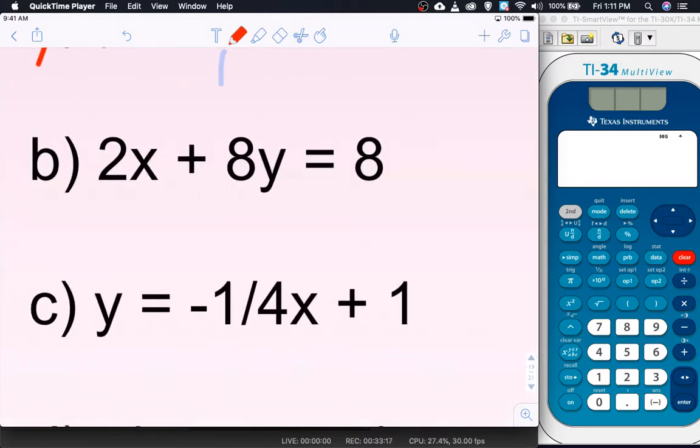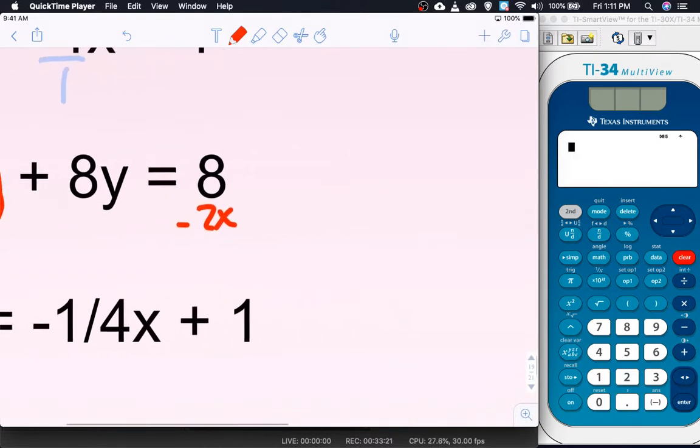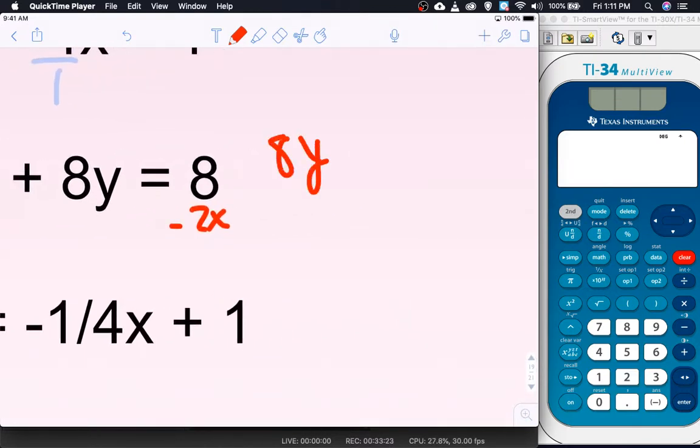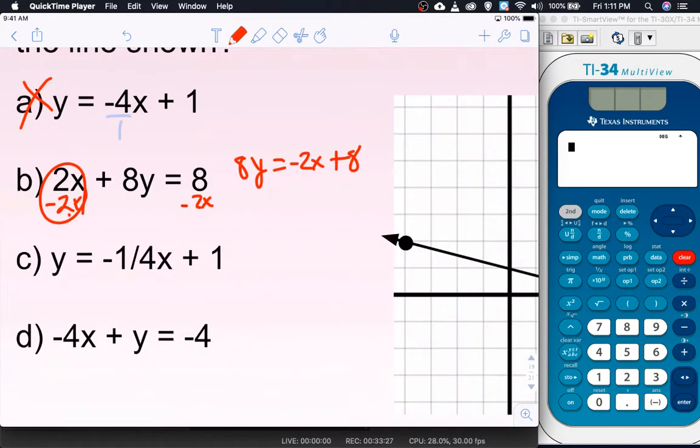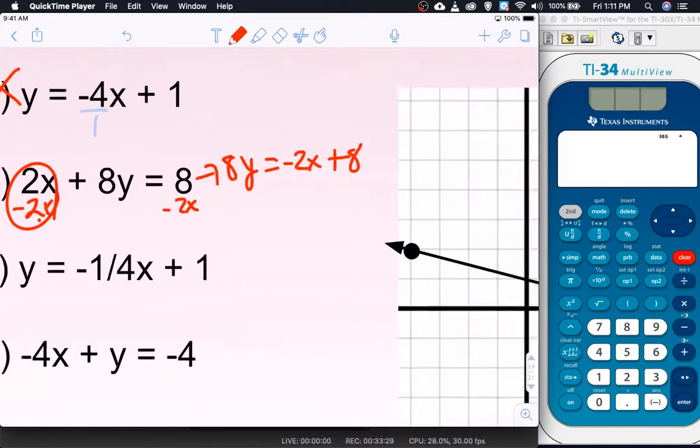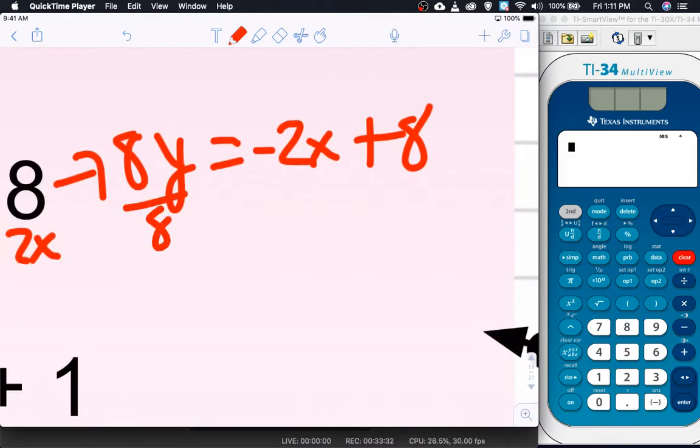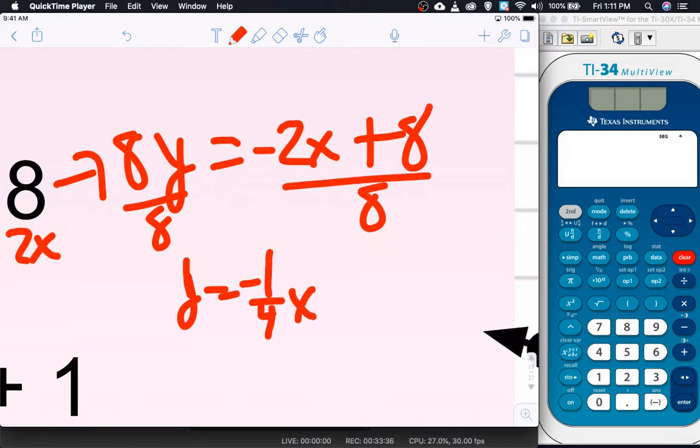I want to solve this thing for y quick. So I'm going to subtract 2x on both sides. I'm going to get 8y equals negative 2x plus 8. I just kind of moved the equation over because I didn't have space to work it. Divide by 8, divide by 8. Y equals negative 1/4 x plus 1.